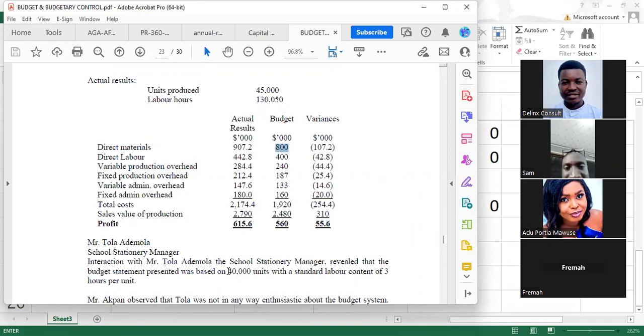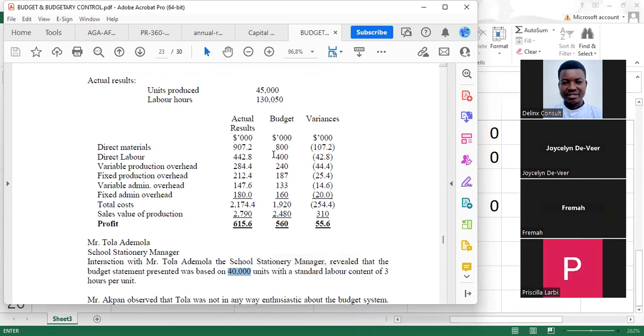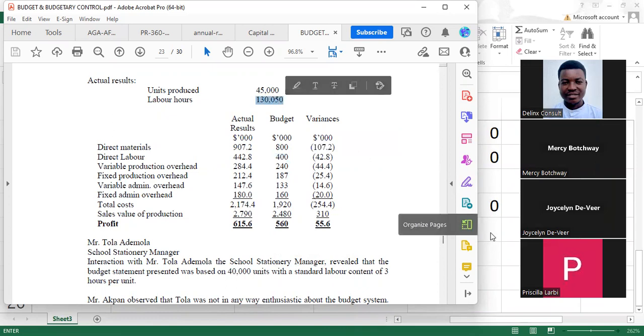How many units do we say we are producing? 40,000. So what will be the total hours? It is 3 times the 40,000 units. So 120. That will give us 120. So how much do we say we are spending for the 120? 400. So how much should we spend for the actual hours now, which is the 130,050?